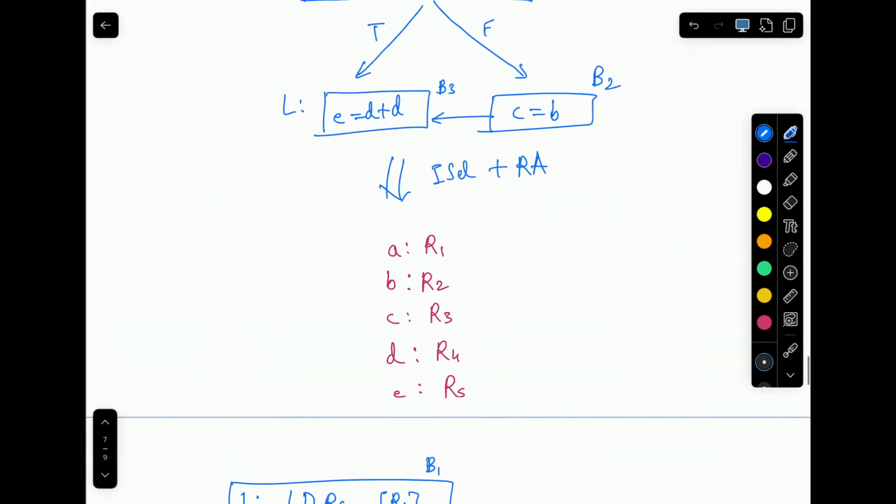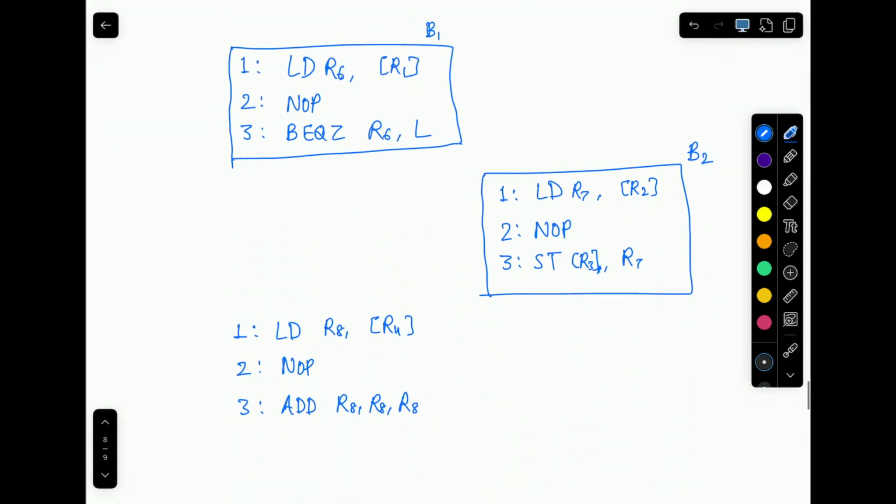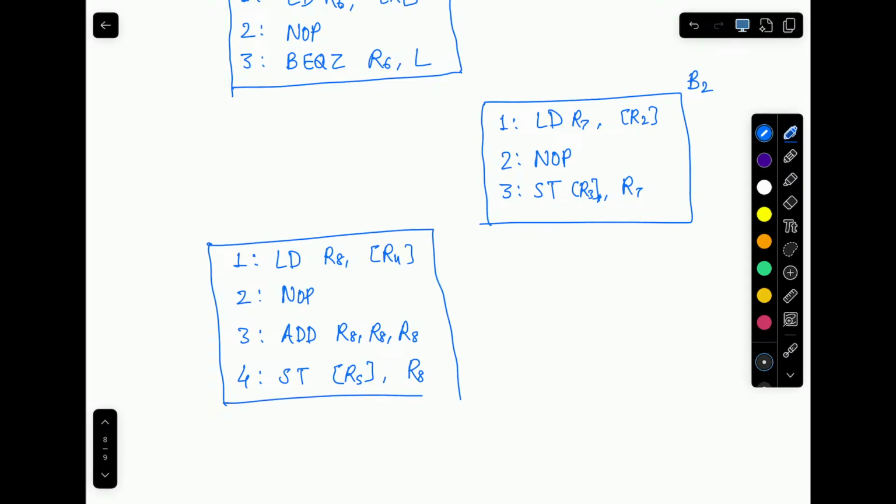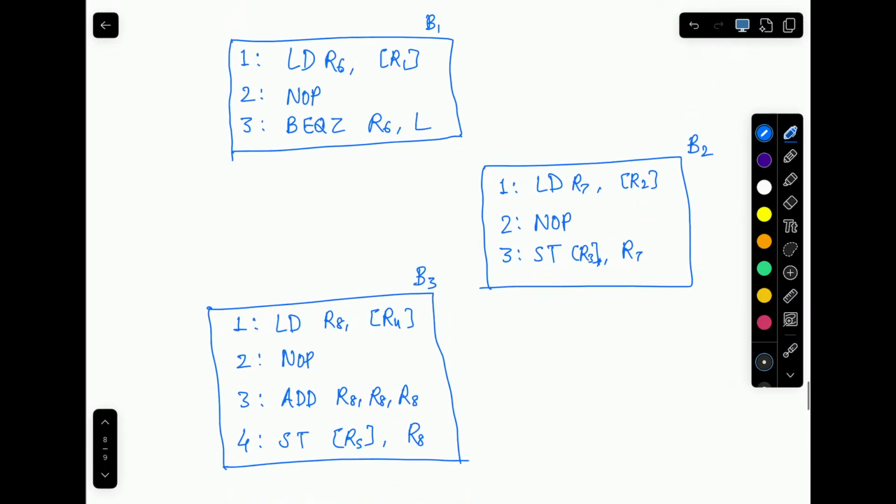finally I need to do E equals the result. Can I schedule that store operation into E at cycle 4? Yes, because add has just a delay of 1 cycle, so I can do store into the address stored in R5, which is the register assigned to E. In that address I want to store the content of R8, and this is my basic block 3 after performing instruction scheduling, instruction selection and register allocation within the basic block.